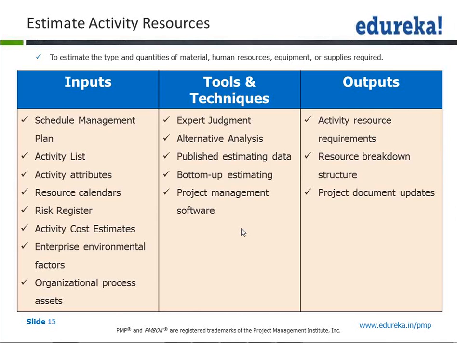Now resource breakdown structure is basically a document which shows the reporting relationship of the different team members within the project. Resource breakdown structure is different from organization breakdown structure. Organization breakdown structure is the reporting relationship as per the organization's organization chart. Resource breakdown structure is basically with respect to your project.